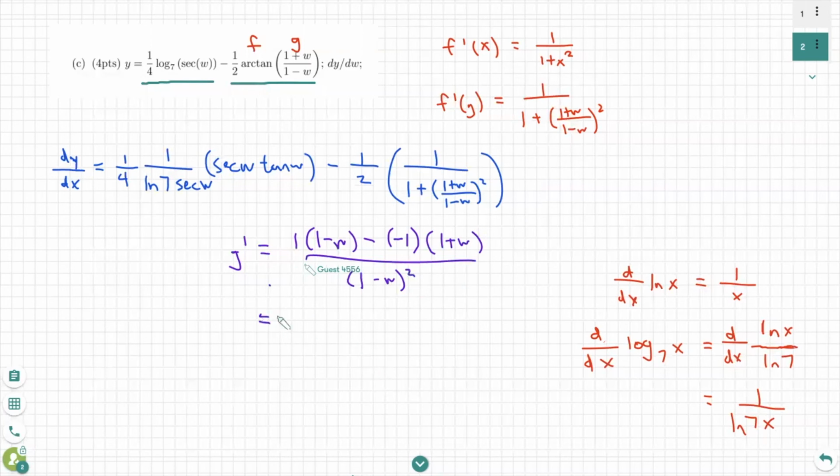We can simplify that to 1 minus w, minus negative 1 times 1 plus w. So 1 minus w plus 1 plus w. Yeah, these cancel out to make a plus, over 1 minus w squared. The w's cancel out and you're left with 2 in the numerator.